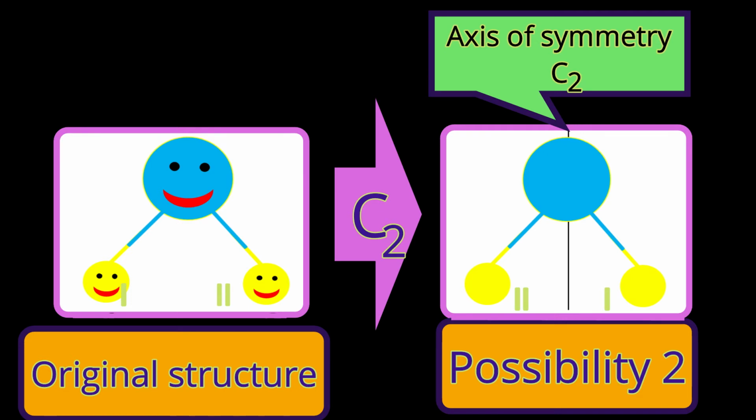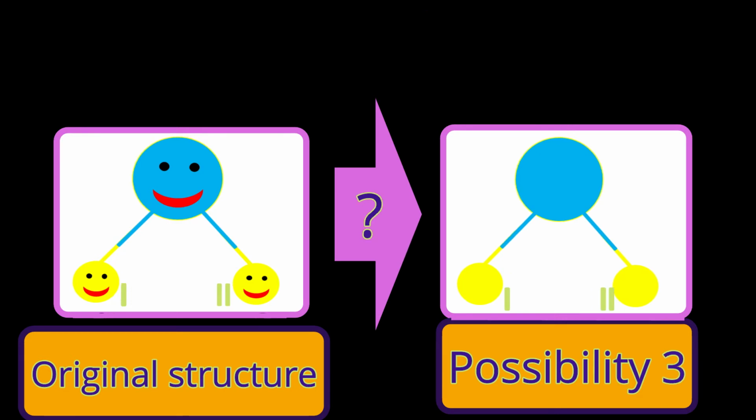Now let us correlate the third possible structure with the original structure. What are you finding in those two structures? What do you think? Which points are not disturbed during conversion of the original structure to the third possible structure? What's your guess?